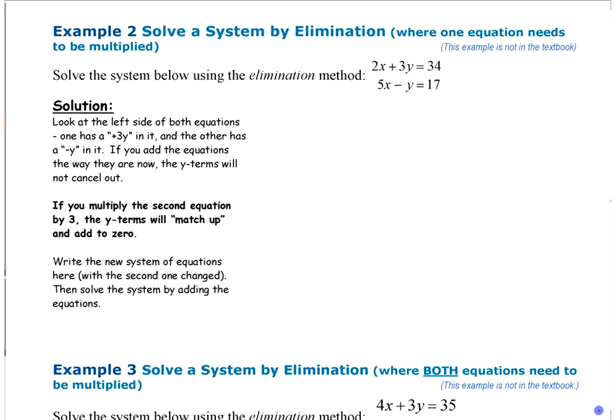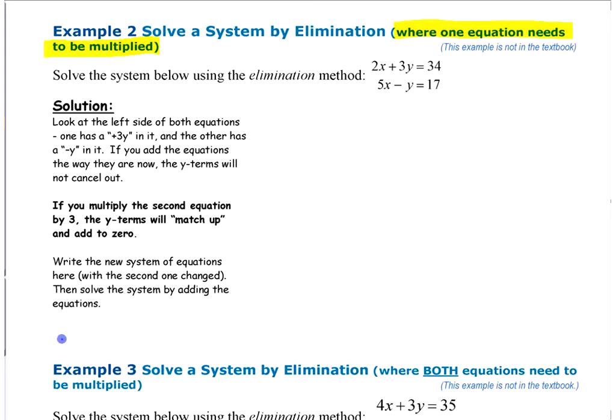Okay, let's try doing that. I tried to put the titles on here to help you. This is solve a system by elimination where one equation needs to be multiplied. If I just added these the way they are now, what do I get? I get 7x plus 2y equals something. Does that help me? Doesn't help me. You haven't eliminated a variable, right? You have to multiply one of them first.